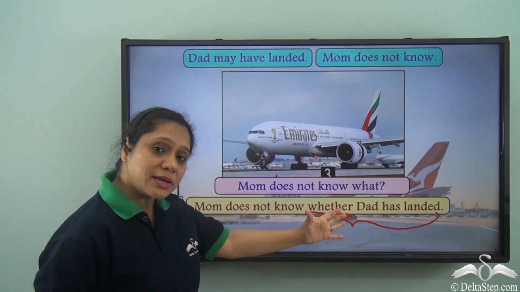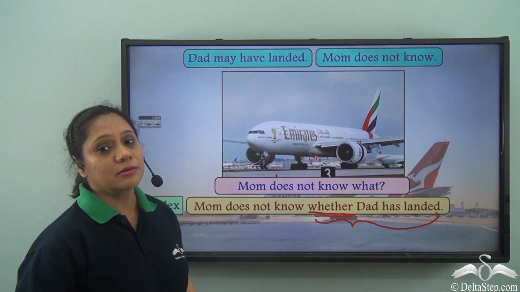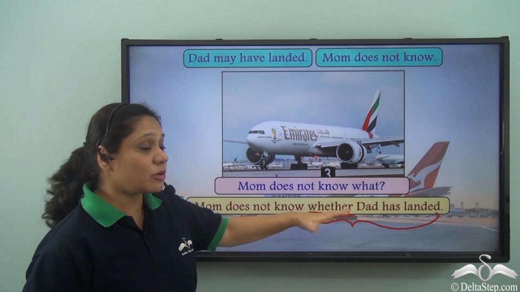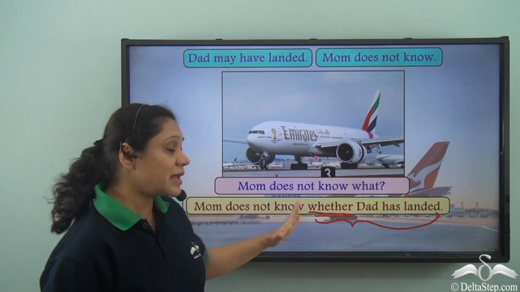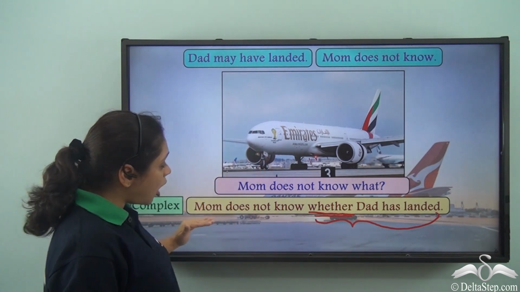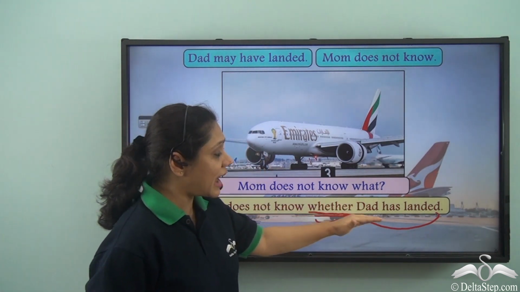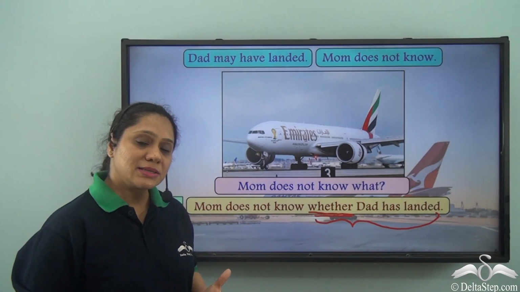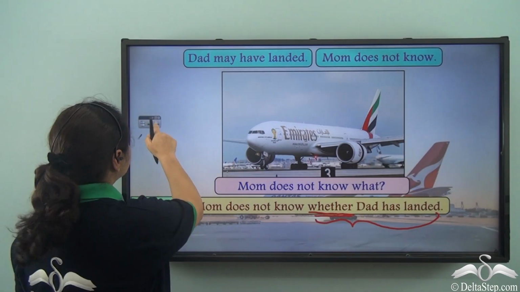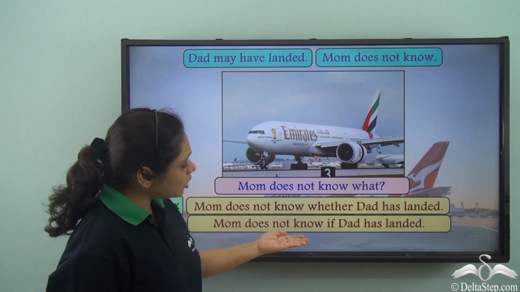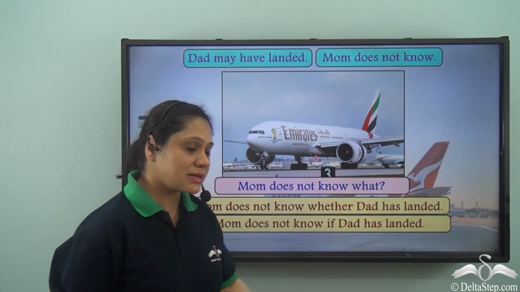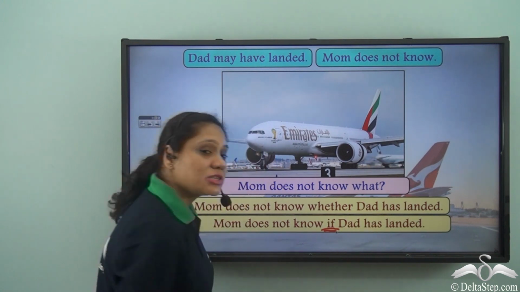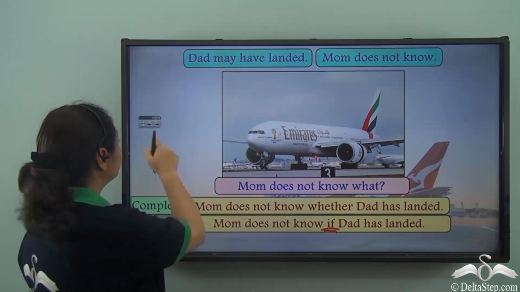Now, this subordinate clause answers the question, what? So, this is doing the job of a noun. So, this is a noun clause here. Mom does not know whether Dad has landed. Now, you can also join these sentences and write a new complex sentence as, Mom does not know if Dad has landed. So, we have used the conjunction if in this case.